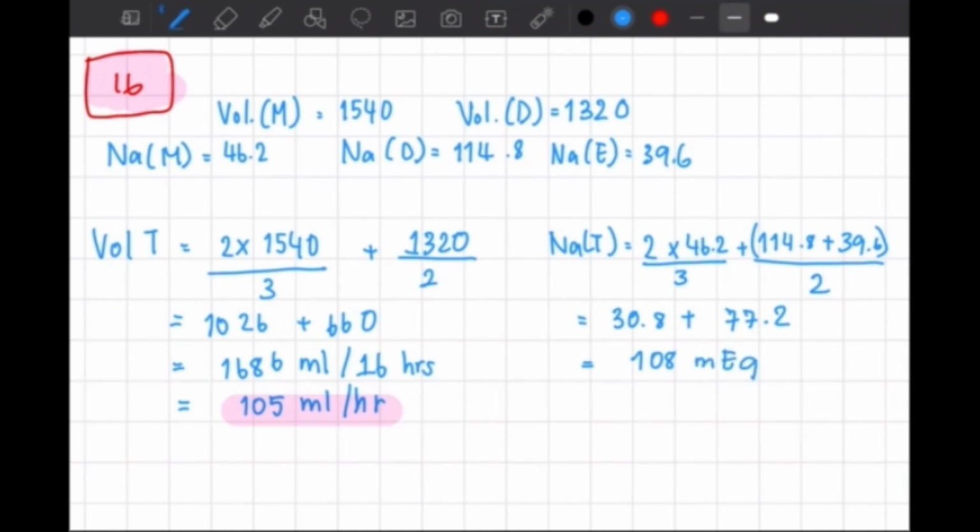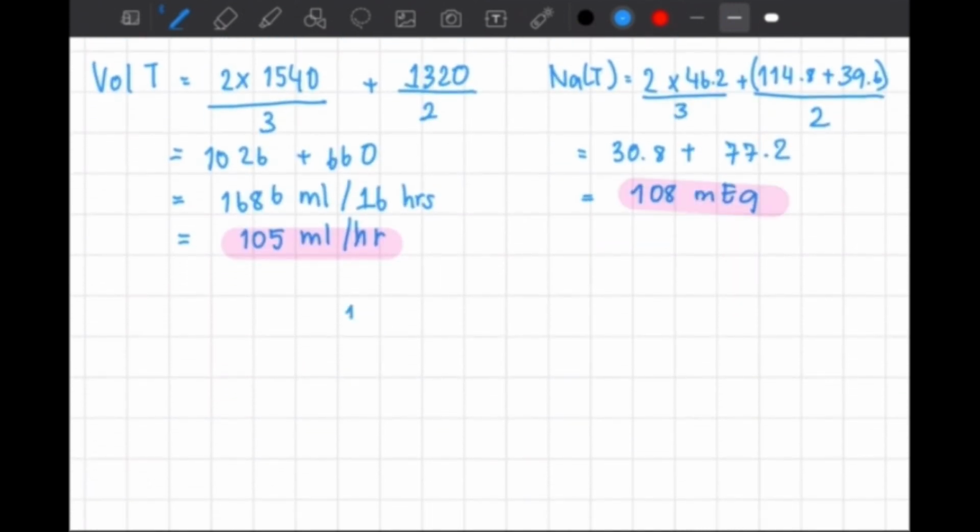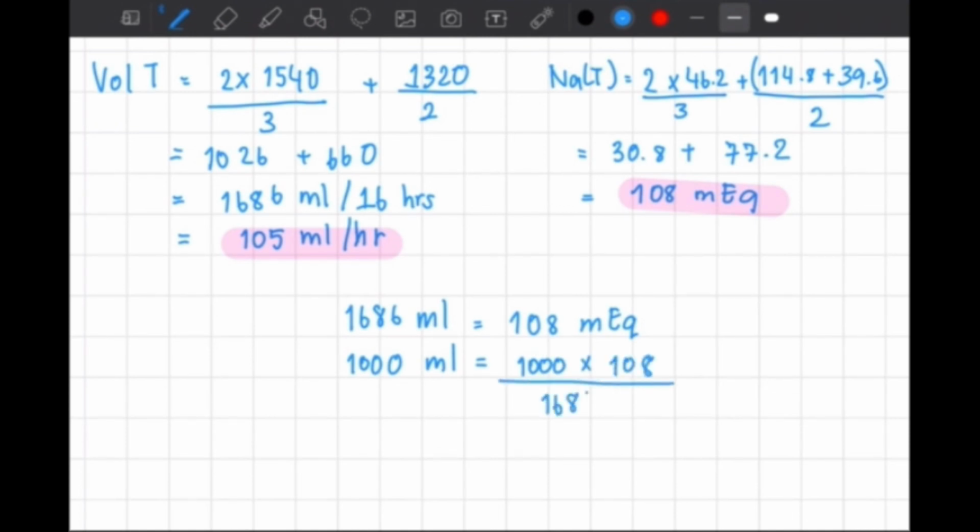All right. Fluids of choice next. This person is going to need 1,686 milliliters and 108 MEQs of sodium within the 16 hours. Now we're going to compare. We have only 1,000 ml bags in the hospital, so how much MEQ would that be? That's 1,000 multiplied by 108, everything divided by 1,686. What we end up getting is a sodium of 64.05 MEQs, which I would round down to 64. And with this, you could go and compare the fluid of choice.